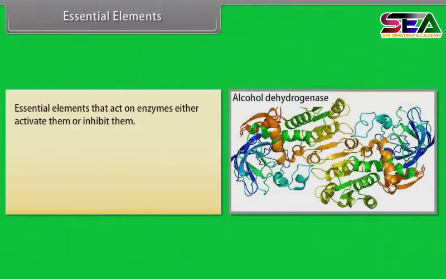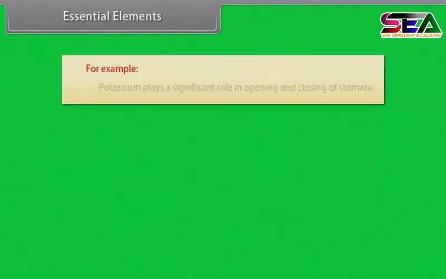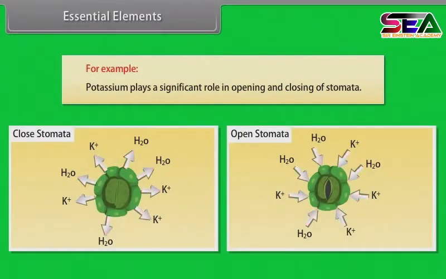Essential elements also act on enzymes, either activating or inhibiting them. For example, Zn2+ is an activator of alcohol dehydrogenase. Some essential elements change the osmotic potential of a cell. For example, potassium plays a significant role in opening and closing of stomata.